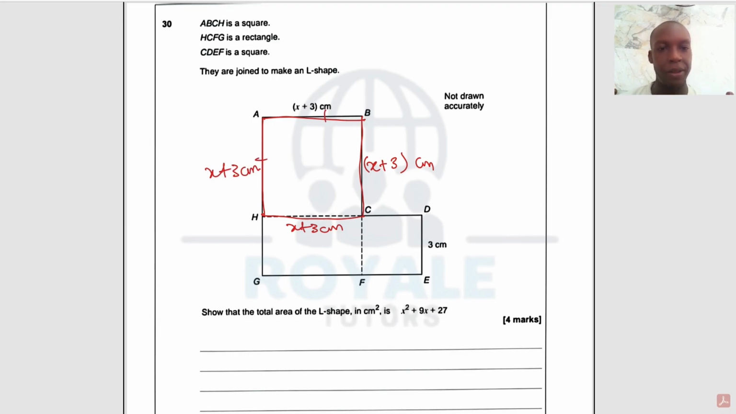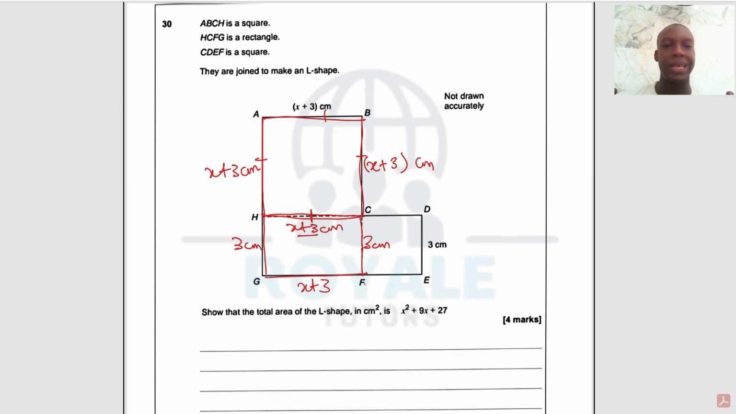That is a square. One of the properties of a square is that all the sides of a square are equal. Good. We have that HCFG is a rectangle. We know that one of the properties of a rectangle is that the opposite sides of a rectangle are equal. So since this is HC and FG, if this is x plus 3, it also means that this is going to be x plus 3. Then since CF is the same thing as DE, it means this will be 3 centimeters. This would also be 3 centimeters.